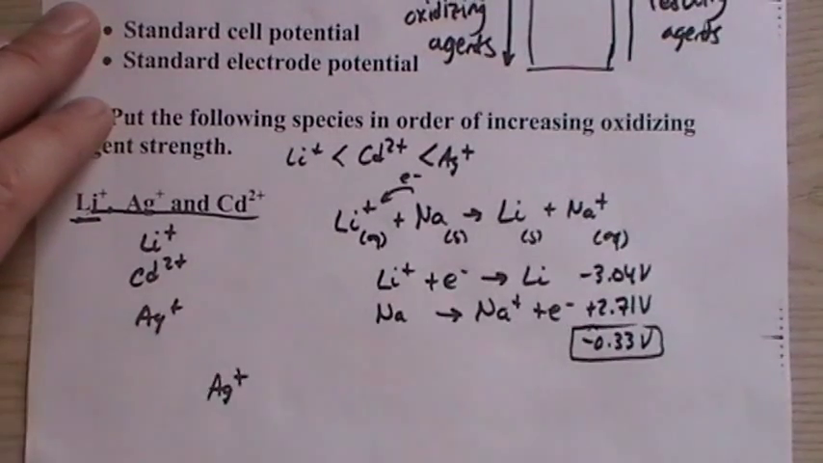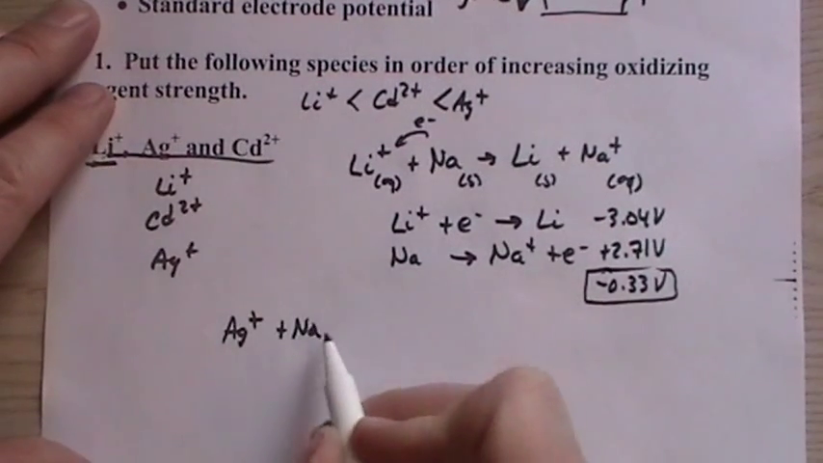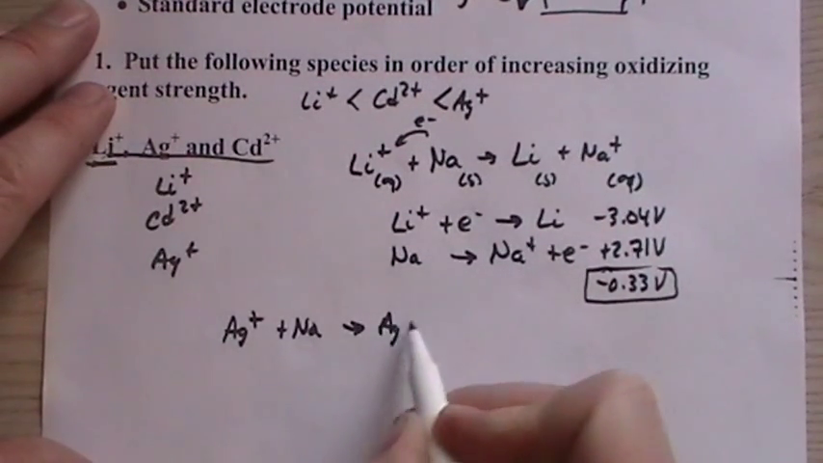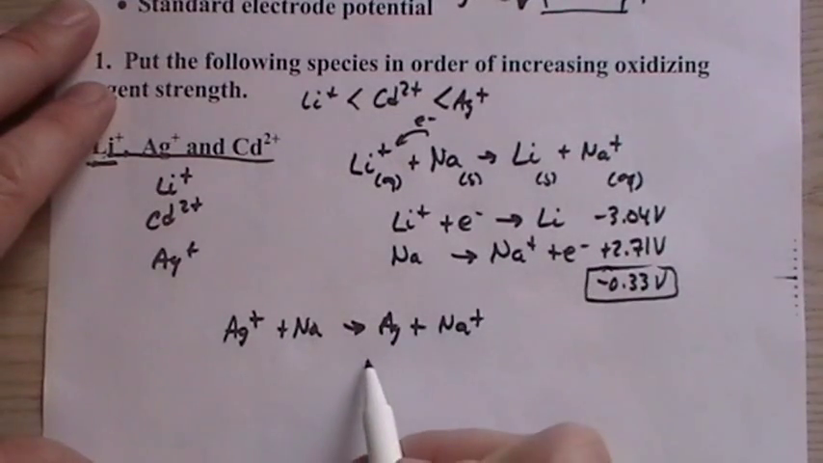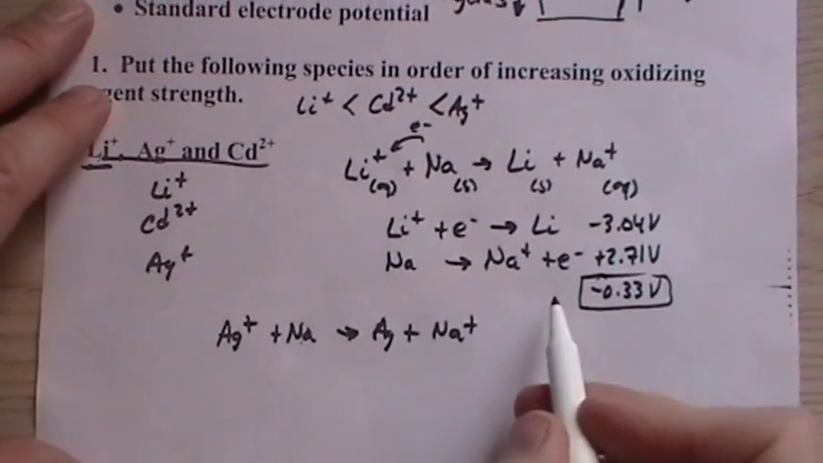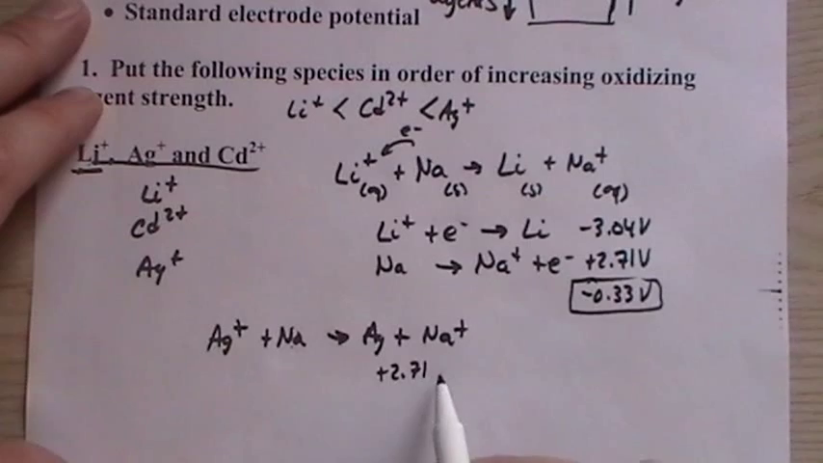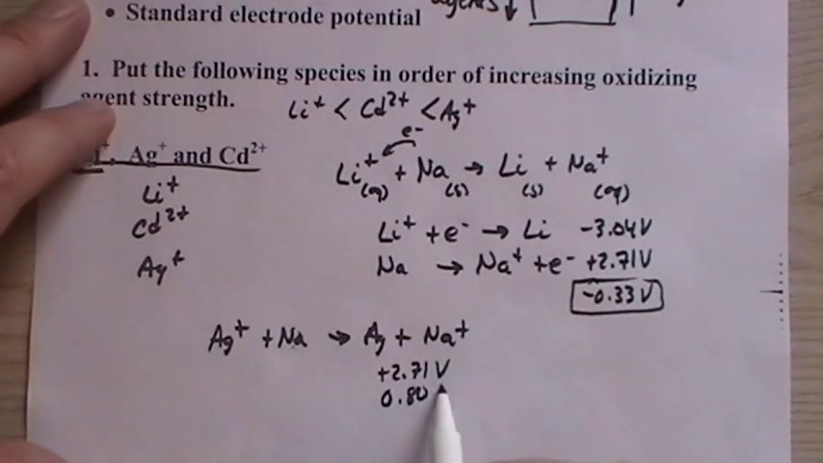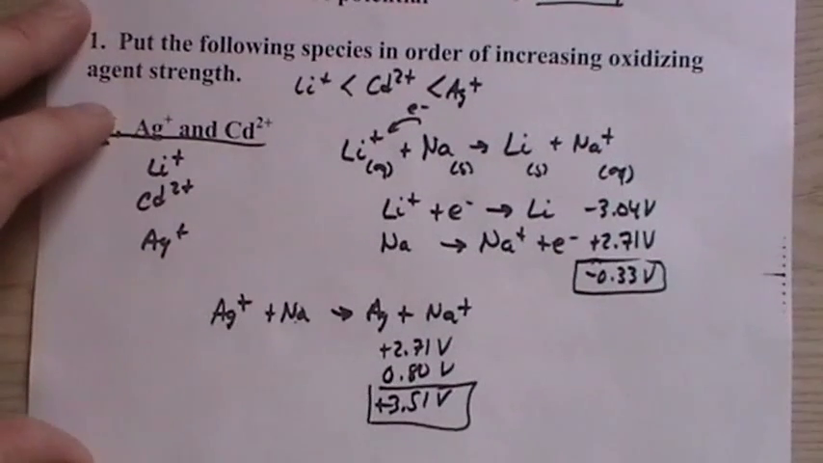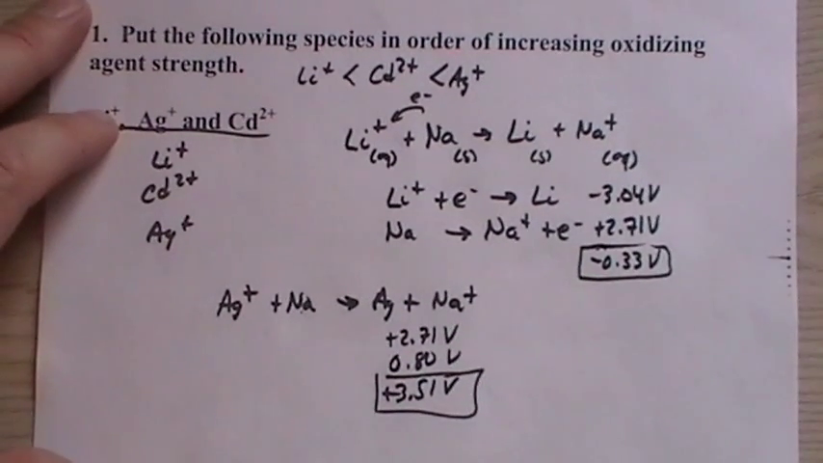silver. We'll go in the order that they have them here. We'll have it do the same thing, and again, just to speed things up, I'll leave off the phases, but you should have them in there. Sodium to sodium ion is still plus 2.71, and silver is reduced, so it's 0.80. So this becomes 3.5. Now this is a very large positive number, so silver is a great oxidizing agent. And it reduces itself very easily.